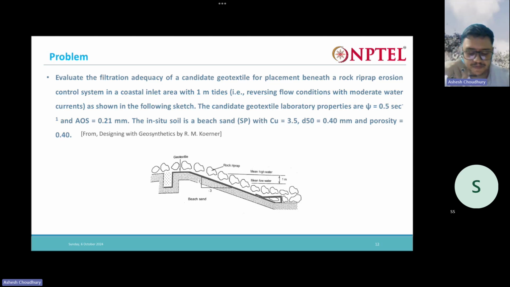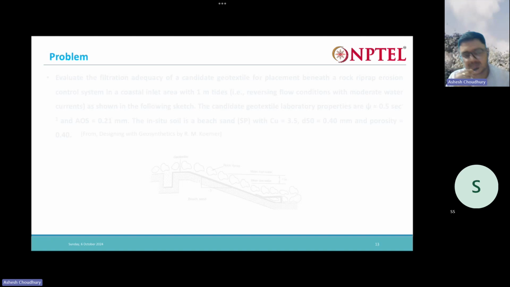So let us see. The first step is always to determine the flow condition, right? First we determine the flow, and from the flow we will determine the permittivity or transmissivity, whatever we require.